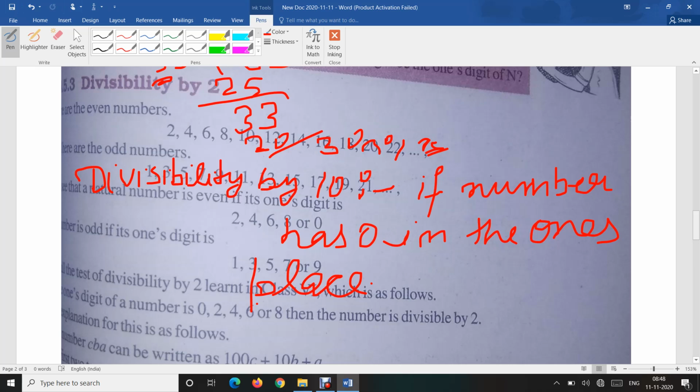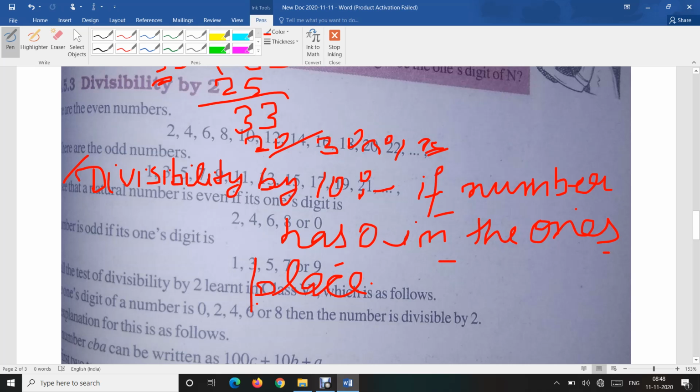See, because we know that 10 ones are 10, 10 twos are 20, 10 threes are 30, 10 fours are 40, 10 fives are 50. Everywhere it contains 0 at the unit place. That means we can say that if any number carries 0 at the unit place, then it must be divisible by 10. Okay, so you have to write down this rule also, that a number is divisible by 10 if the number has 0 in the ones place. Hope you understand this also.